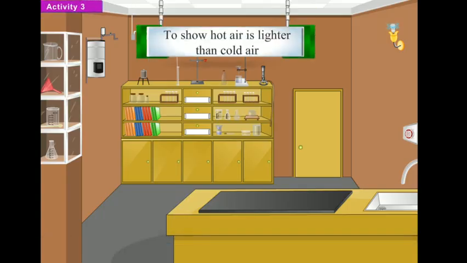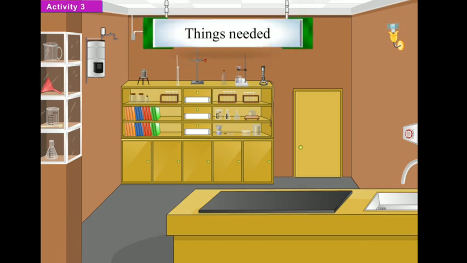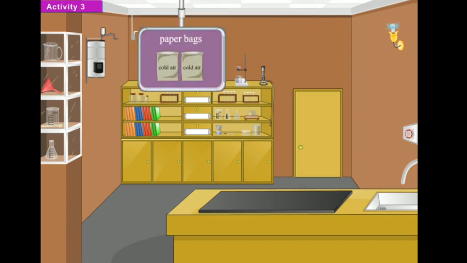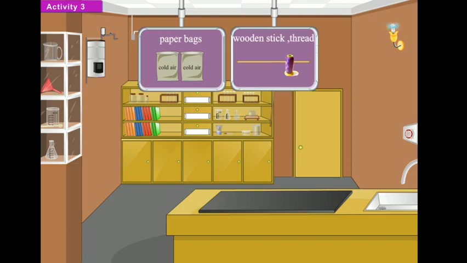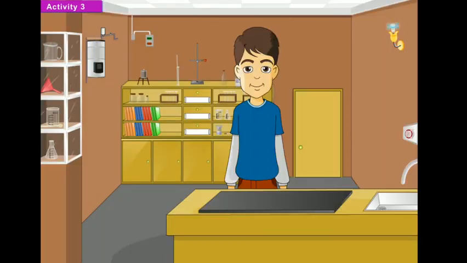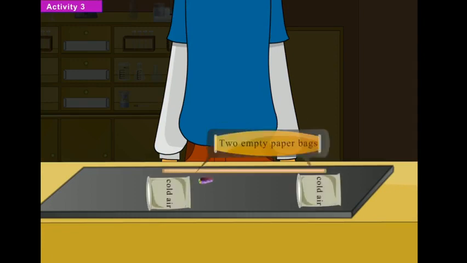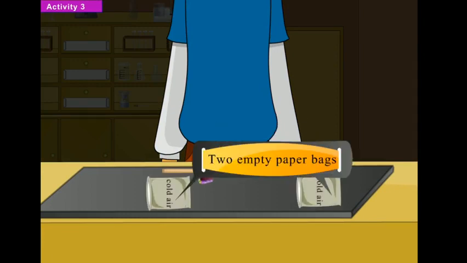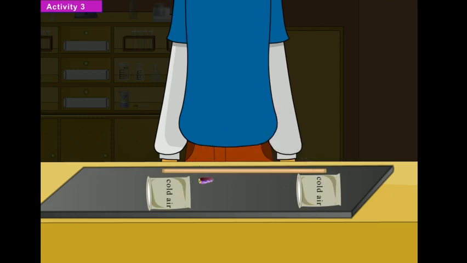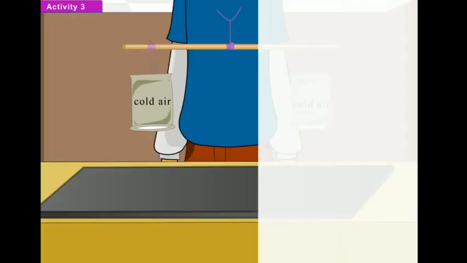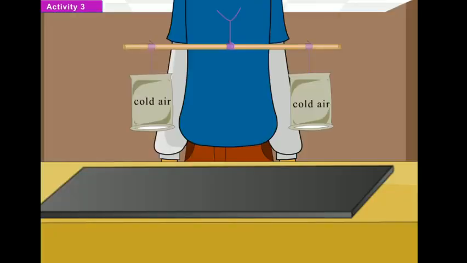Activity 3. To show hot air is lighter than cold air. Things needed: two empty paper bags of the same size, wooden stick, thread. Method: We take two empty paper bags or empty paper cups of exactly the same size. Hang the two paper bags in the inverted position, with their mouths pointing downwards, on the two ends of a light wooden stick with the help of short threads.